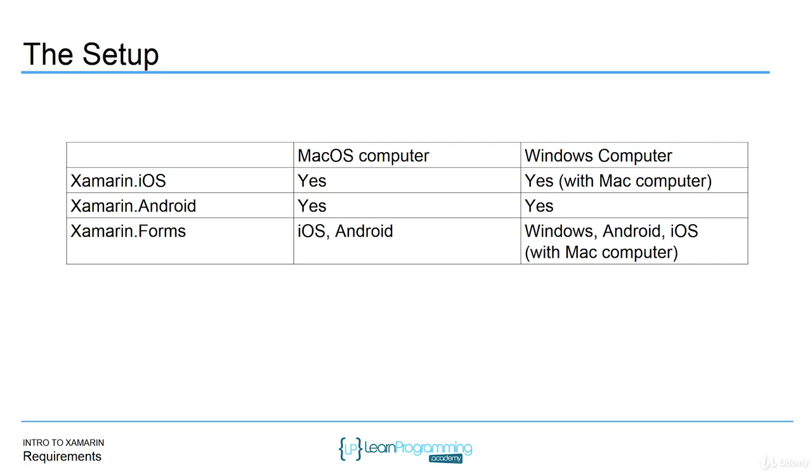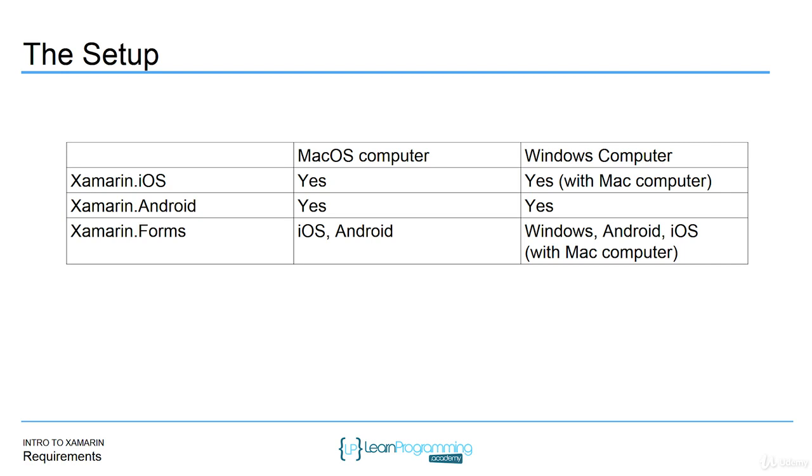But if you have a Windows computer, you will actually need a Mac computer connected to the same network so the compiling, designing, and debugging can actually be performed. This is because these three things, the designing, the compiling, and the debugging, actually happen on the Mac. You can see it happening from Visual Studio on Windows and actually run the application on Windows, but behind the scenes, everything is actually happening on a Mac computer.